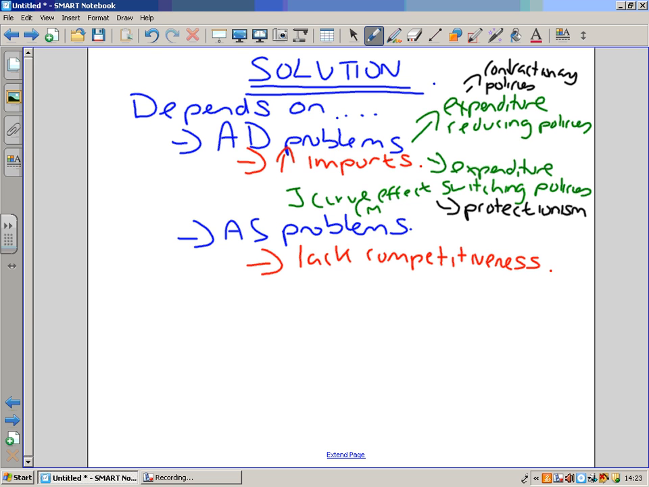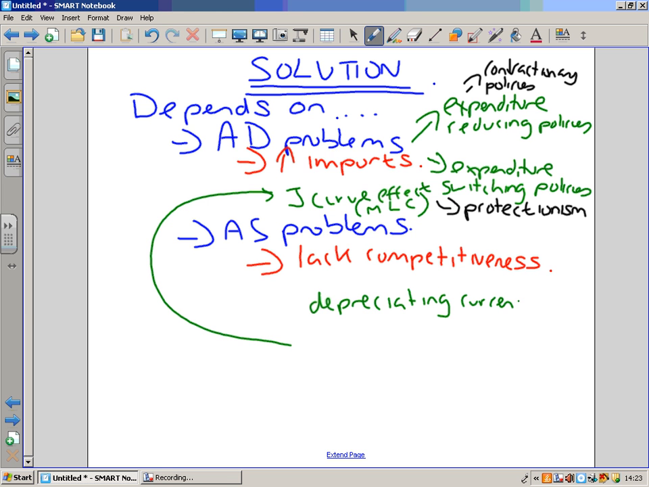So, the Marshall-Lerner condition and the J-curve effect. Now we know that one form of protectionism is to raise the price of imports. We can do this by depreciating our currency. In theory, if we make our currency a lower value, imports become more expensive.